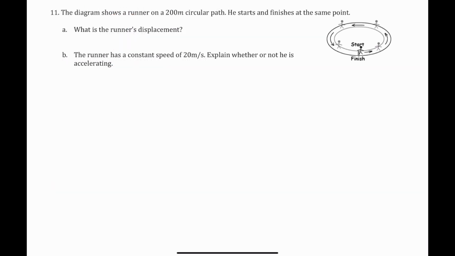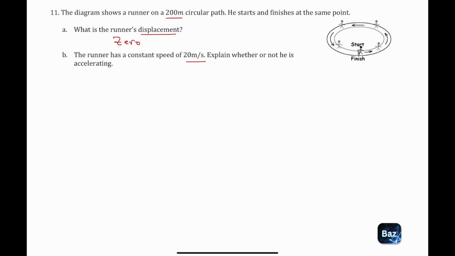Question 11. The diagram shows a runner on a 200 meters circular path. He started and finished at the same point. A. What is the runner's displacement as he started and finished at the same point? So the displacement is 0. B. The runner has a constant speed of 20 meters per second. Explain whether or not he is accelerating.